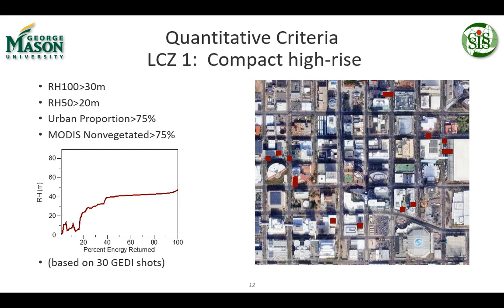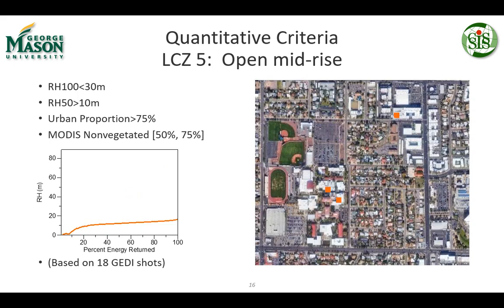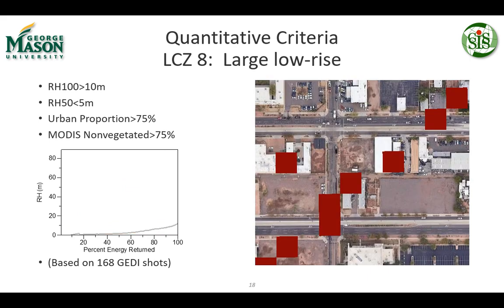Based on that, we develop a rule: the relative height at 100% return is larger than 30 meters, and 50% energy return is higher than 20 meters, and then open proportion is 75. We define this rule as high rise, and then there is another rule 2. We define the rules, and 3, 4, 5, 6. These are all open classes.